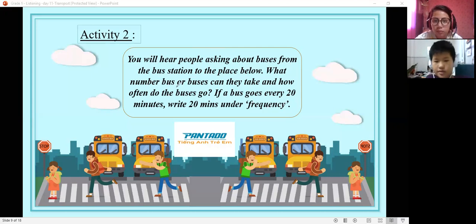Okay. Activity 2. You will hear people asking about buses from the bus station to the place below. What number bus or buses can they take? How often do the buses go? If a bus goes every 12 minutes, right? 10 minutes under frequency.